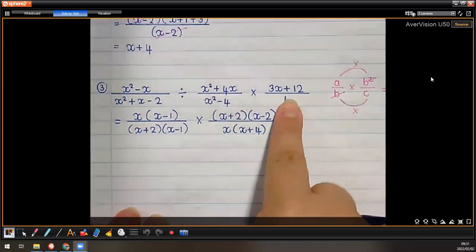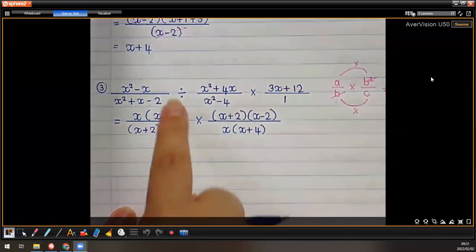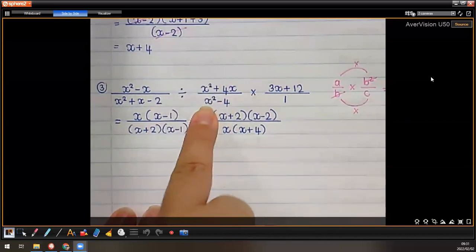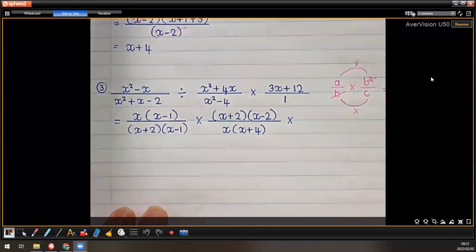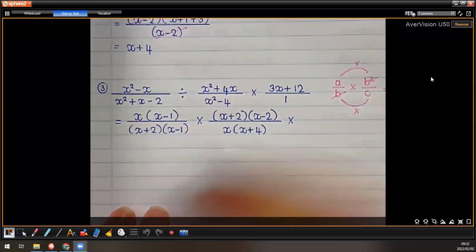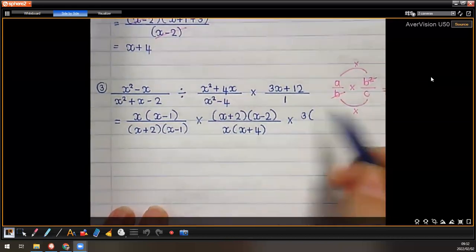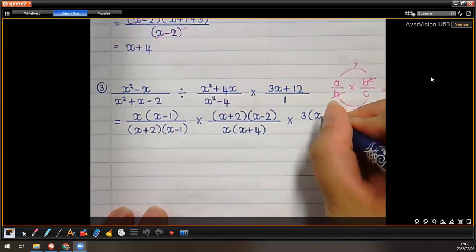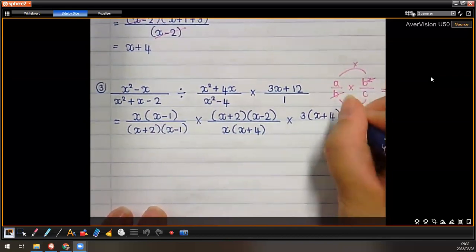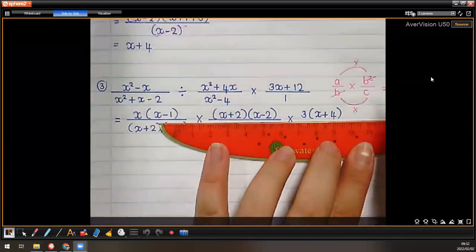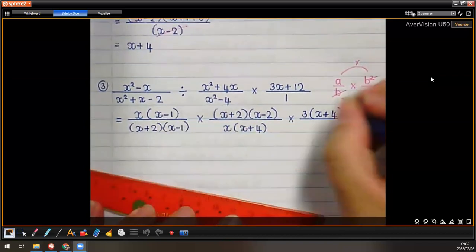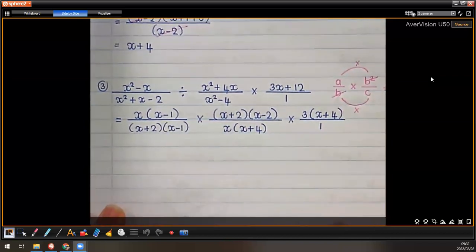Okay, I'm going to flip this one. We'll flip this one. Oh, it's times. Okay, so you only flip the fraction that comes after the division sign. Times. So the next one, what can I do there? Yes, take out a 3, thank you. 3x divided by 3 is x, plus 12 divided by 3 is 4. That is all over 1.